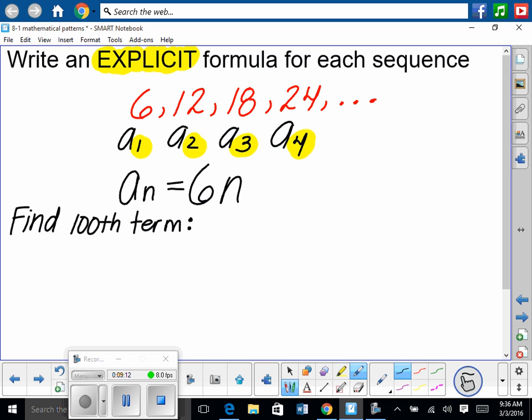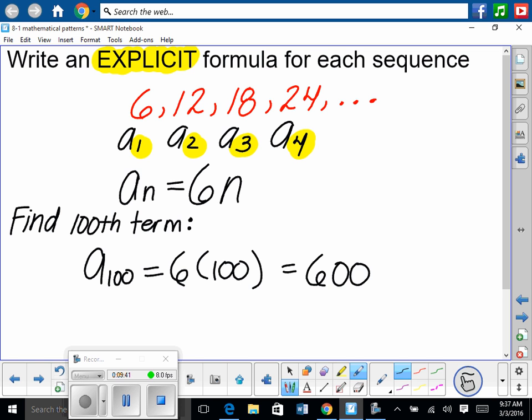Now, the reason we'd want the formula is because I'm asking you now to find the 100th term. Well, you wouldn't want to have to sit and keep going clear to 100 and figure out the 100th term, right? That would take you forever. But now that you have the formula, can't you find any term using the formula? Okay, so now we want to find a sub 100. So our n is 100, so don't we just plug in 6 times 100? Yeah? Because n is 100. Are we all good? So our 100th term is 600.